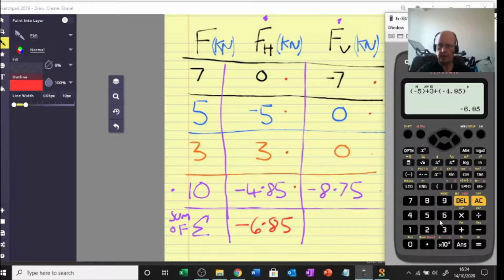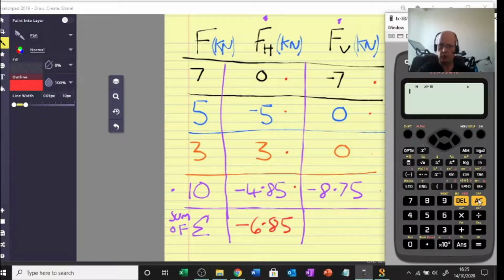Let's just check that again, going up instead of down. Minus 4.85 plus 3 plus minus 5 equals minus 6.85. So minus 6.85 horizontal. Now the minus just means the direction. If that was plus, it's going the other way. So the total horizontal force after all of that is 6.85 in the negative direction. That's the way the horizontal force is trying to push it.